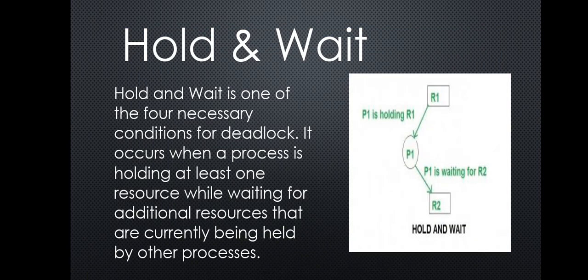Then we explain hold and wait. Hold and wait is one of the necessary conditions for deadlocks. It occurs when a process is holding at least one resource while waiting for additional resources that are currently being held by another process, like process 1 currently holding resource 1 and waiting for resource 2.